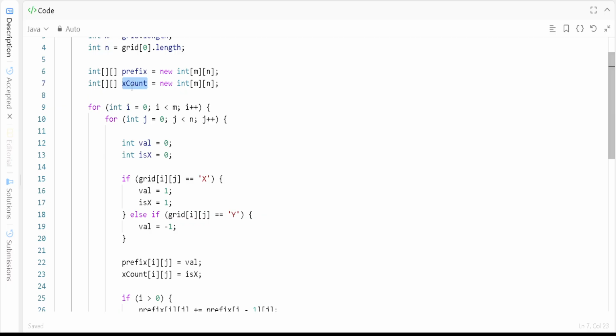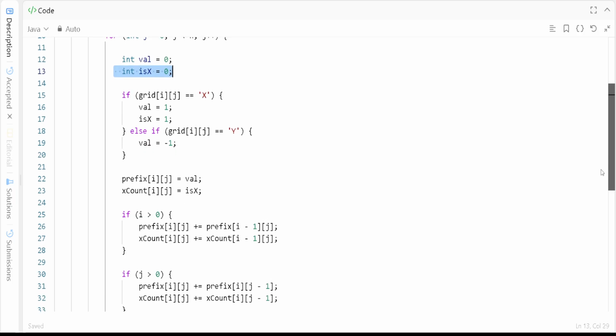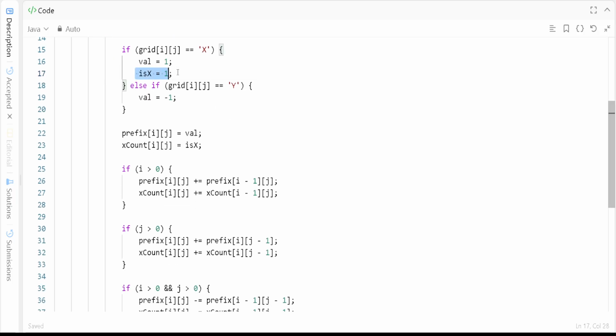Similarly, the x count will do the same thing, right? x count at i j will store the count of x from 0 0. So we will check if this is x, so it will keep storing the value as 1, right? The number of counts we are going to find like that. So we'll store the x count directly here. So basically we want the prefix at i j to be the sum of the values from 0 0, where x is 1 and y is minus 1. And the x count we will keep adding here.